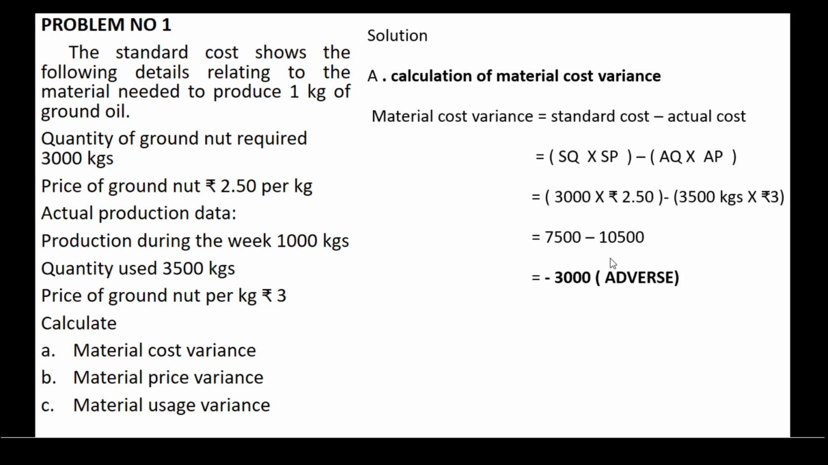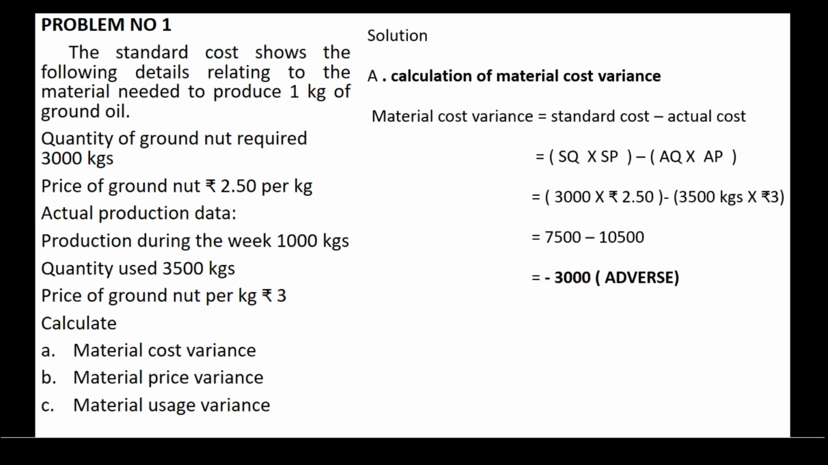Here the actual cost is more than the standard cost, so it is called adverse. If the standard cost is more than the actual cost, then it is called favorable. Here it shows a negative figure, minus 3000, so it is called adverse. So that is the material cost variance.